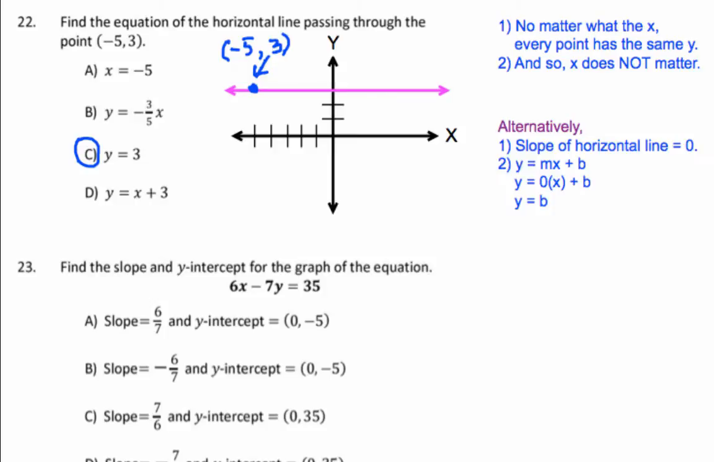Alternatively, you could look at the problem this way. Since the slope of a horizontal line equals 0, the equation y equals mx plus b becomes y equals 0 times x plus b because the slope is 0. The x drops out, and you're just left with y equal to a number b, which turns out to be its y-intercept. So you see once again that the x drops out, and that the answer must be choice C.